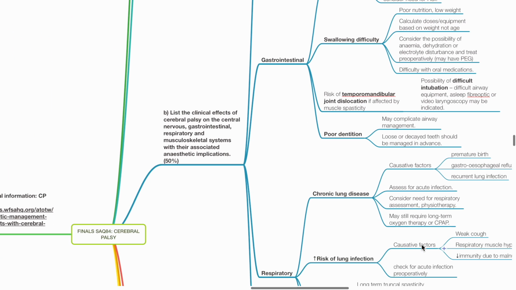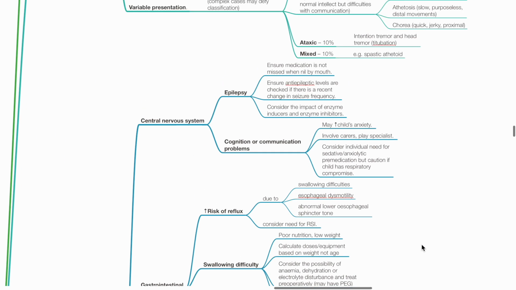B. List the clinical effects of cerebral palsy on the central nervous system, GI, respiratory and musculoskeletal systems with their associated anesthetic implications. CNS. Regarding epilepsy, ensure medication is not missed when nil by mouth. Ensure anti-epileptic levels are checked if there is recent change in seizure frequency. Consider the impact of enzyme inducers and enzyme inhibitors.